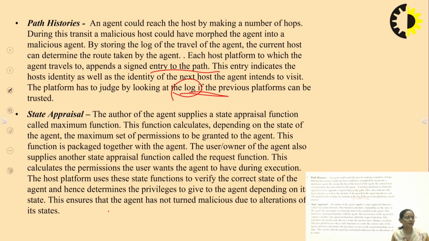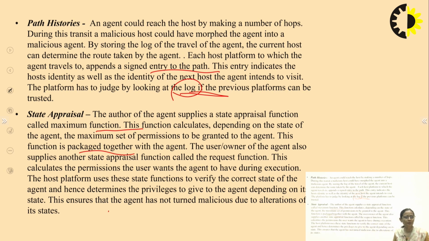Another important security measure is the state appraisal. In this case, what is happening? The author of the agent, that is the home machine from where the agent is being executed, supplies a state appraisal function called a maximum function. This function calculates, depending on the state of the agent, the maximum set of permissions which can be given to the agent. So this maximum function is packaged together with the agent when it is traveling. It is moving together with it.